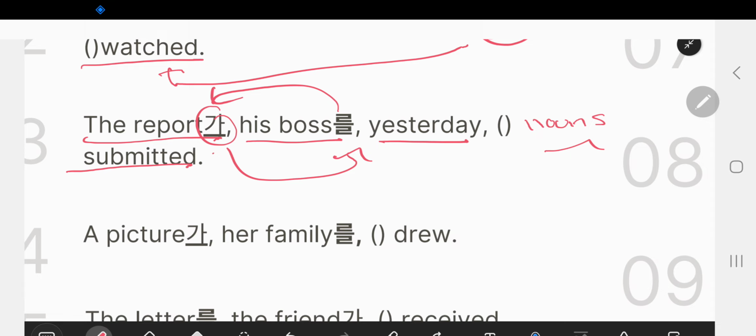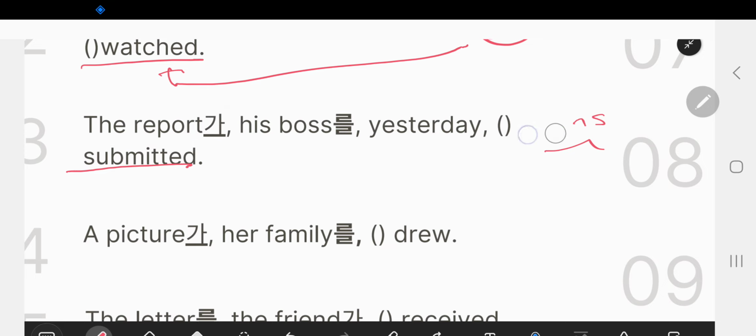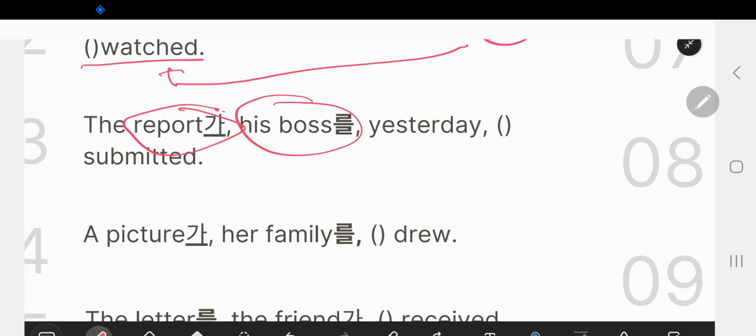Just slip in the particles, and that means now if it was ka, and this is the object particle, then that means his boss submitted the report yesterday, right? So all you have to do is change the particles and the sentence just completely changes. So the report is a subject, the boss is the object, and then in conclusion, the translation is the report submitted his boss yesterday.